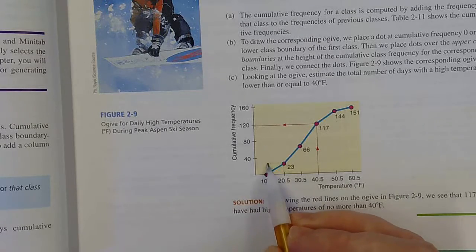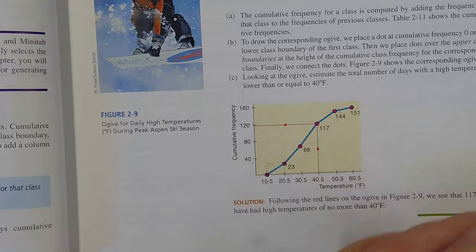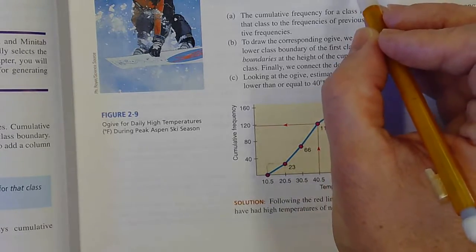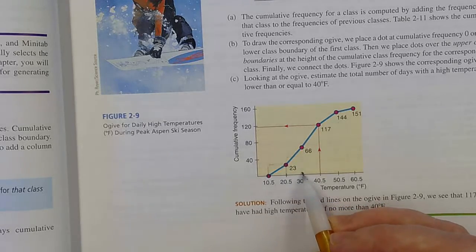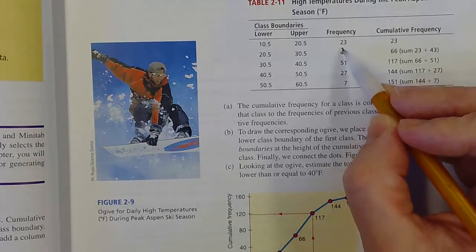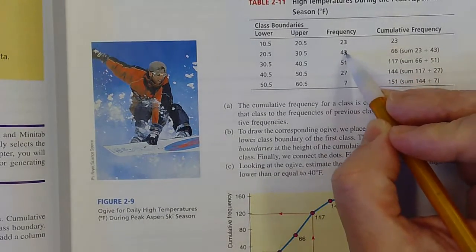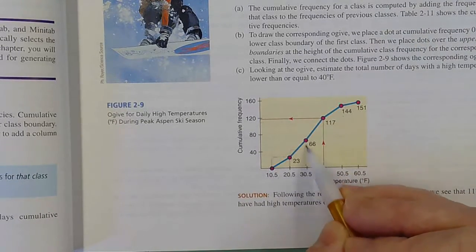So instead of a bar, you draw a line to that height of 23. Okay, but then it starts to accumulate. Where a histogram would only have a height of 43 now, so it would be a bar here. But now you take the 23 and the 43, and what do we get when we add those together? 66. So at 30.5, now we're at 66.